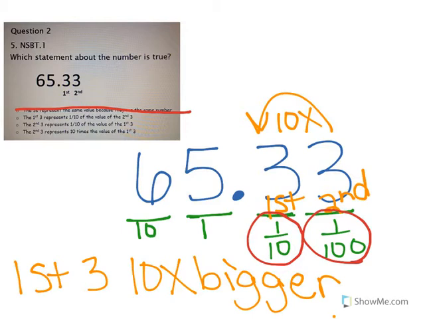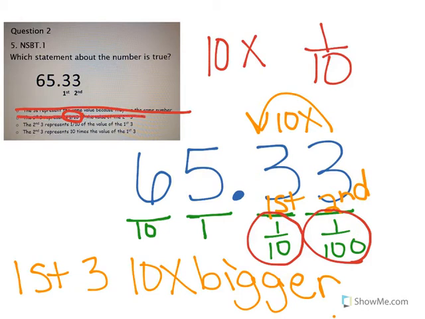Okay, then the next one says the first 3 represents 1/10th of the value of the second 3. So it's telling me the first 3 is smaller. 1/10th means smaller. 10 times is bigger. 1/10th is smaller. So it's telling me the first 3 is smaller. No, that's not true. Eliminate that one.